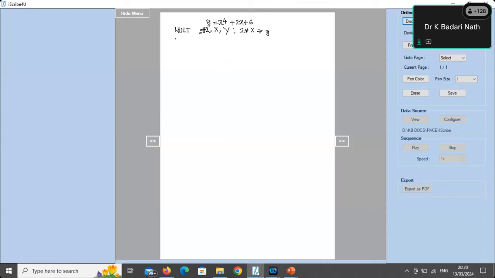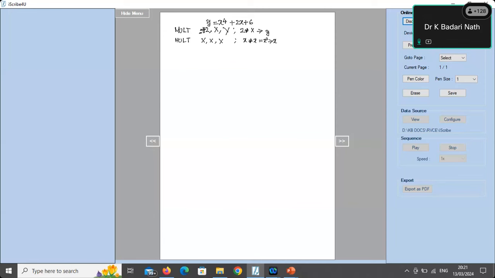Now let's go to the next instruction. MULT x, x, x. The value of x has not changed. Whatever 2x I've computed, I have stored in the y memory location. The contents of x are not disturbed, so x is as it is. x into x, meaning x multiplied by x, gives you x square. That is stored back in x only. Now the x value is replaced by x square.